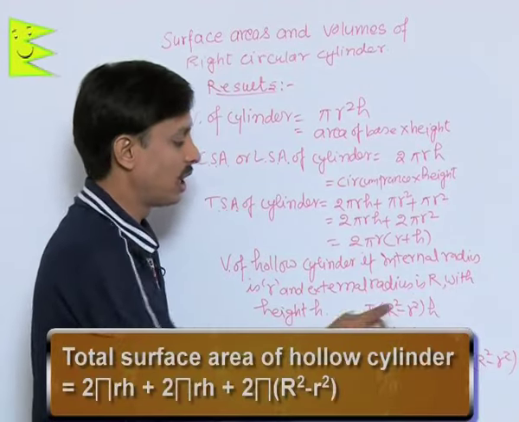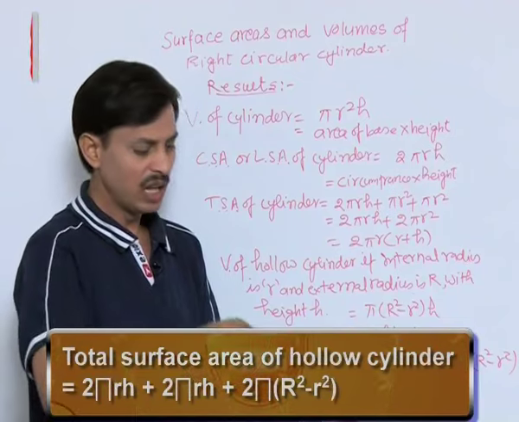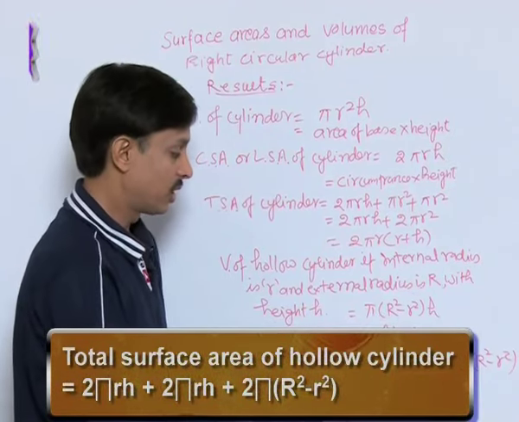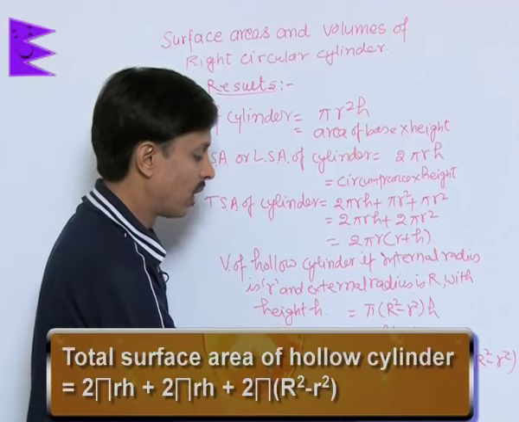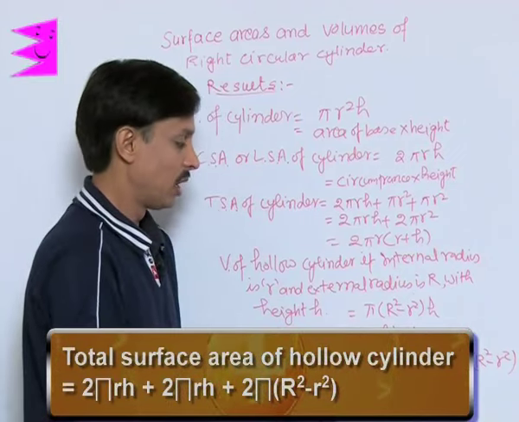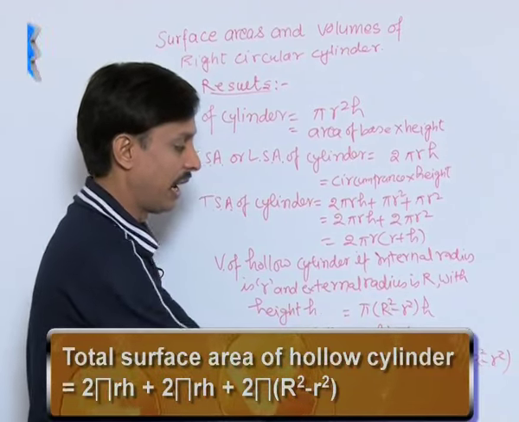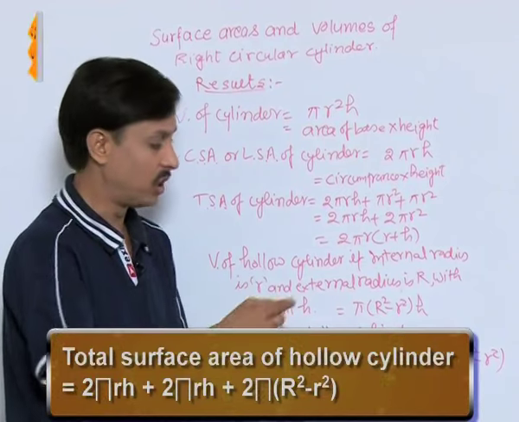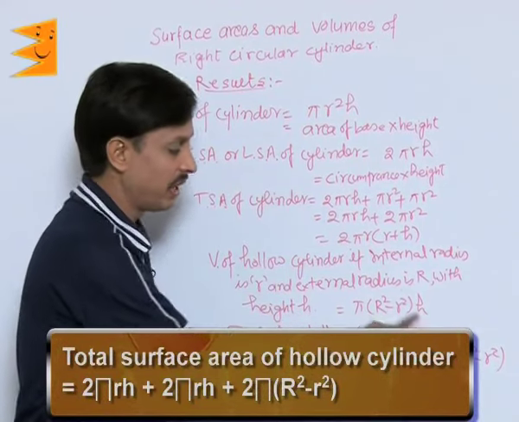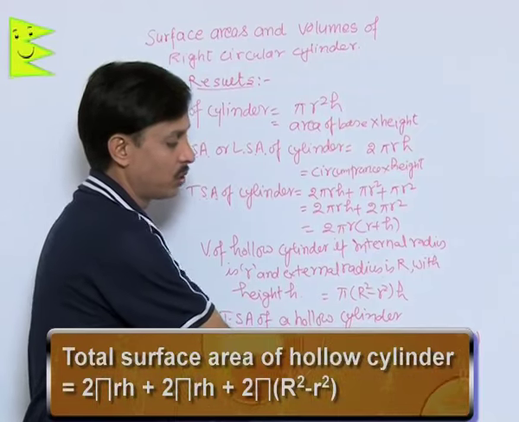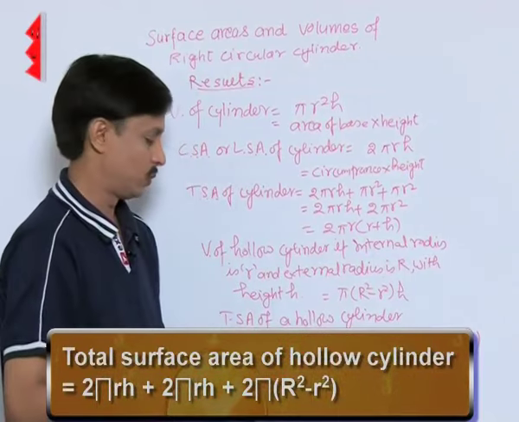Total surface area of a hollow cylinder. Internal area is 2 pi r h. External area is 2 pi R h, because the height will remain the same. And the area of two rings. There will be two rings of some thickness. Area of one ring is pi R square minus r square. So the area of two rings is 2 pi (R square minus r square).